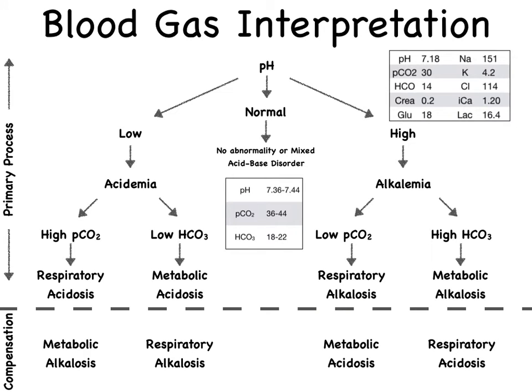First, we're going to look at the pH. The pH is low, so this patient has an acidemia. Acidemia can be caused by a high CO2 or low bicarbonate. This puppy has a low bicarb, which means a metabolic acidosis. The compensatory process for a metabolic acidosis is a respiratory alkalosis, and it does look like that's what's happening.